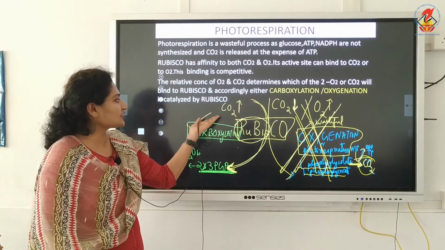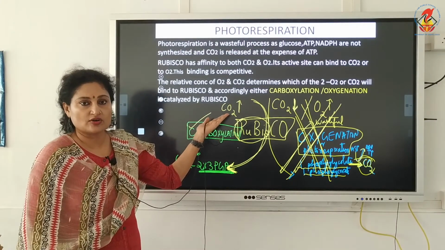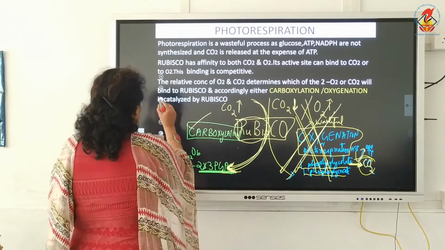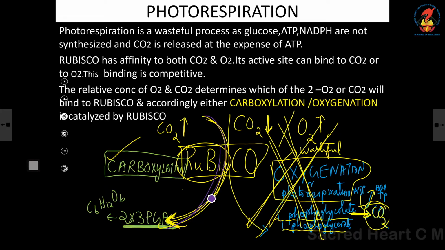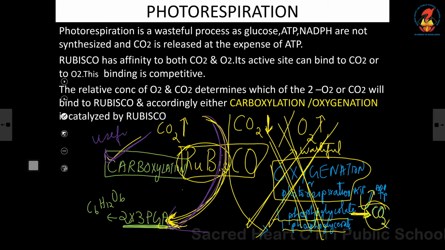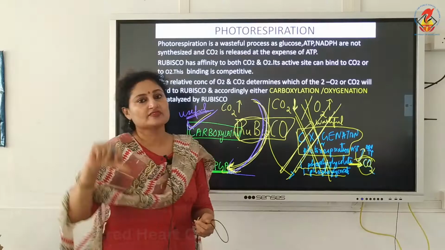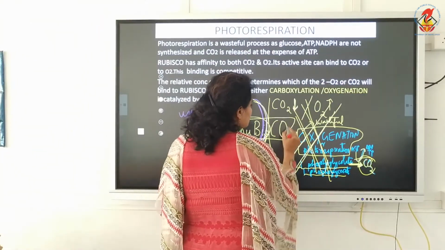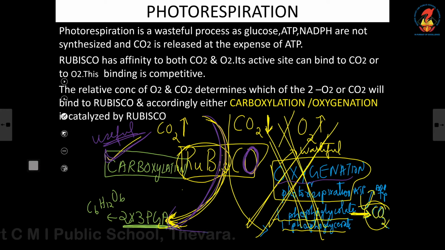If the relative concentration of carbon dioxide is higher than oxygen in the atmosphere, which reaction will it facilitate? This reaction, I will give it a color. It will facilitate this reaction, which is useful to the plant because glucose is synthesized. But on the other hand, if the carbon dioxide concentration goes down, it will facilitate oxygenation, which is a wasteful process.